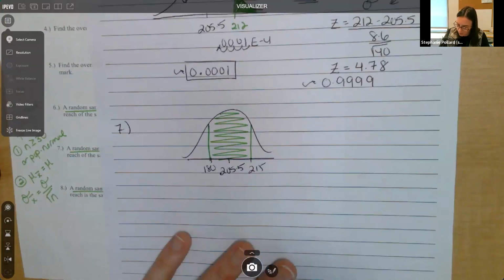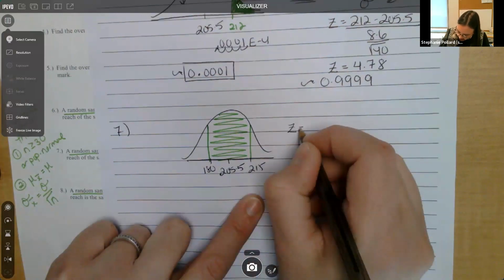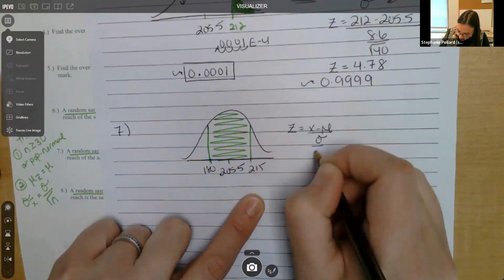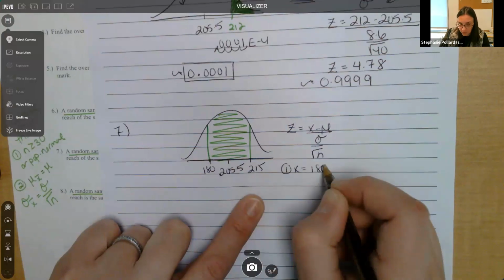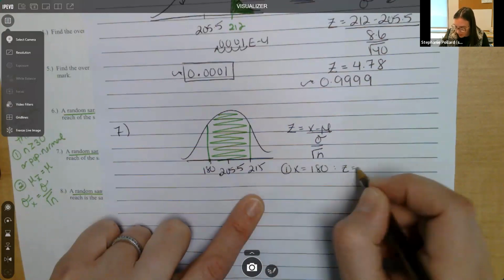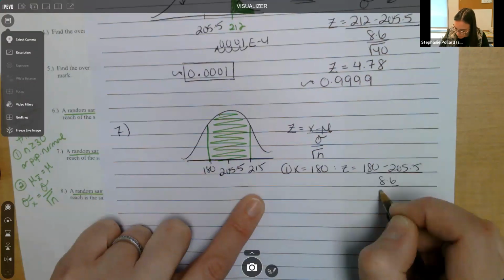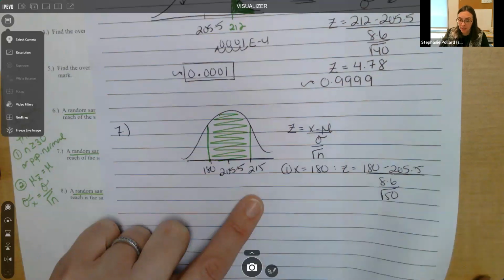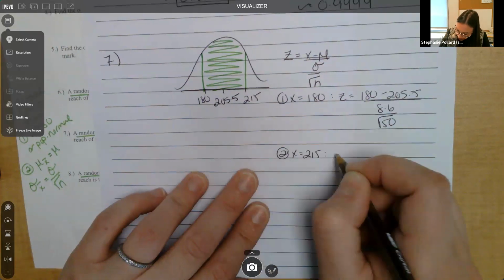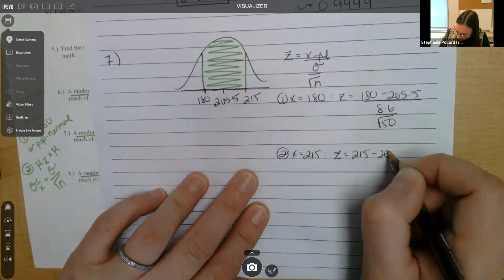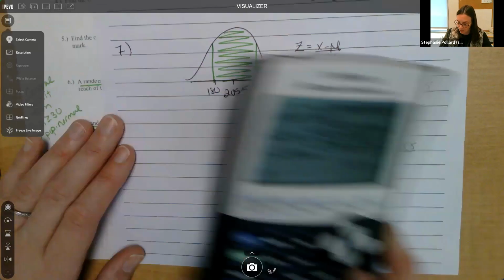But I still have to find both of those z values. So here my numbers are different, so I'm going to have to find both z-scores. And again, don't forget, because we're using a sample, we're going to have to bring in that extra square root of n. So for the first one, for x equals 180, we would have 180 minus 205.5 divided by 8.6 over the square root of 50 here, because we're doing 50. And then for the second value, the 215, we would be doing 215 minus 205.5 over 8.6 over the square root of 50. So let's go ahead and figure those out.